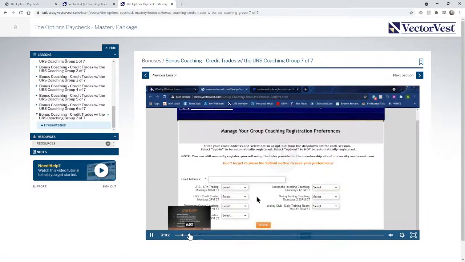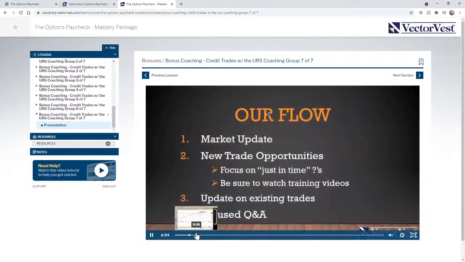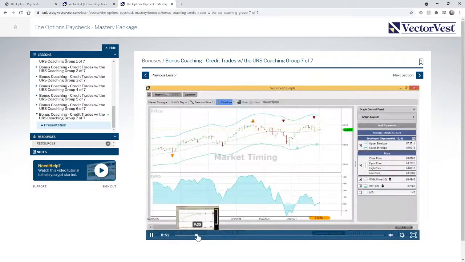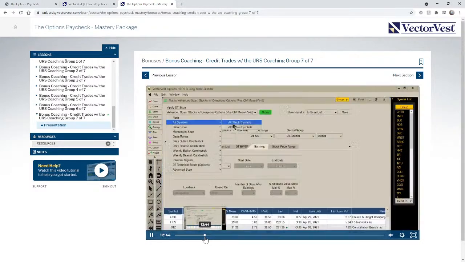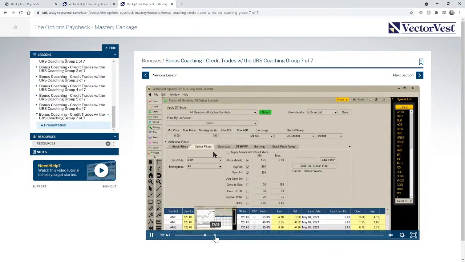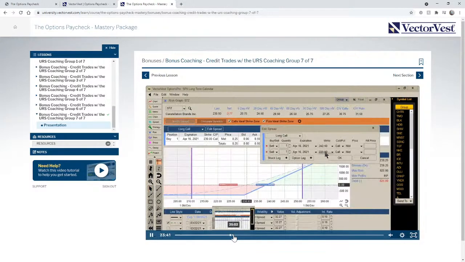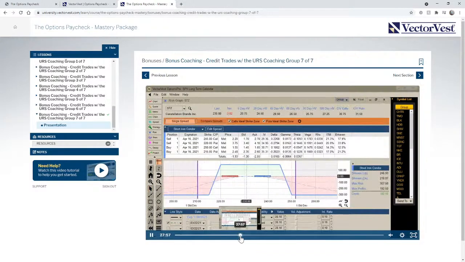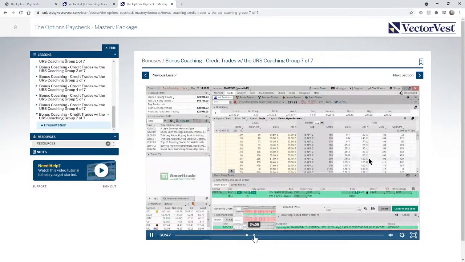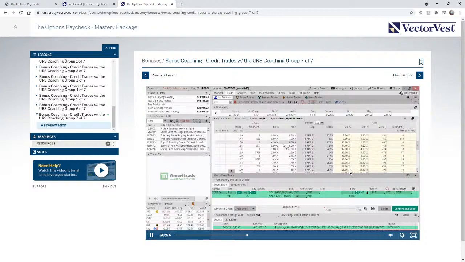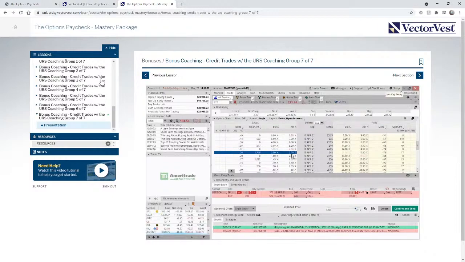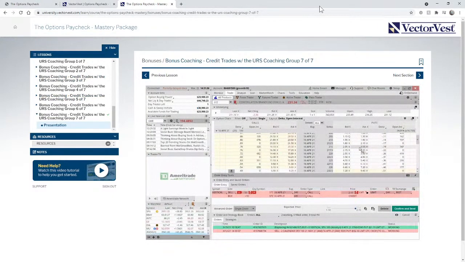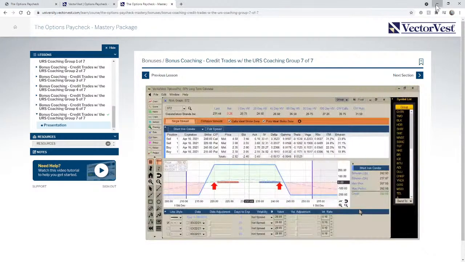In this session, you could see Ron is going through the checklist. He's checking the market's direction. Then he's looking for a trade. He's showing you how he sets up his trades. And then you can see he's showing you, all right, now I'm going to my broker and I'm placing the trade. So he walks you through live trades in those bonuses. So you're invited to attend those live if you want, or you could just watch the recording of it.